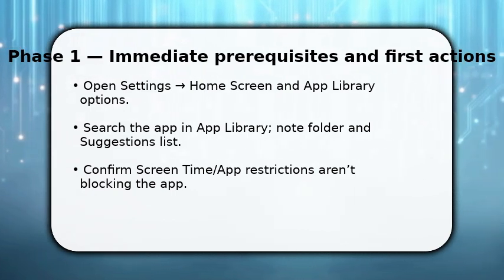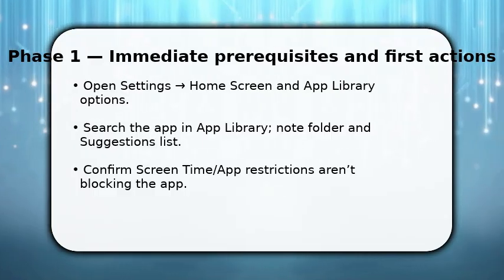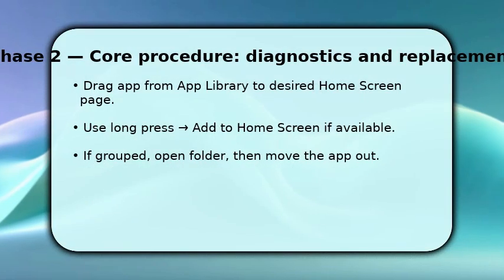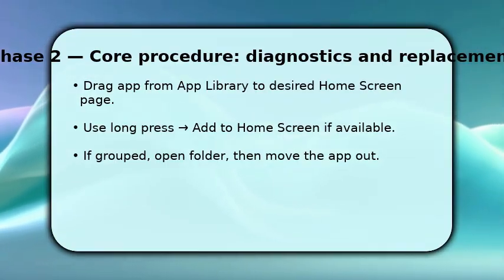Now you move the app back where you want it. In the app library, press and hold the app icon until a menu appears, then choose Add to Home Screen or drag it onto a home screen page. That action recreates the shortcut.